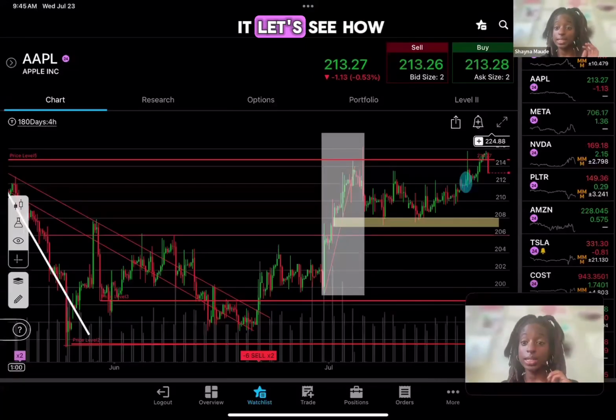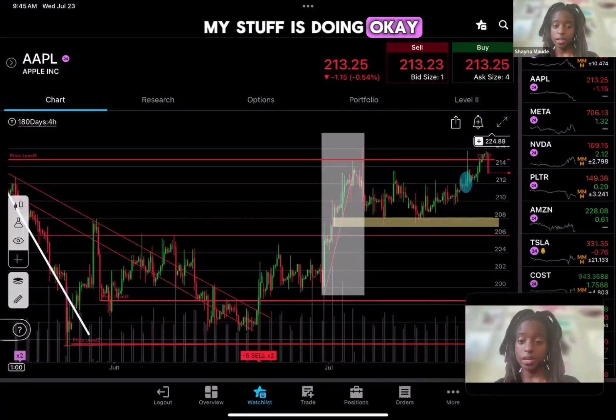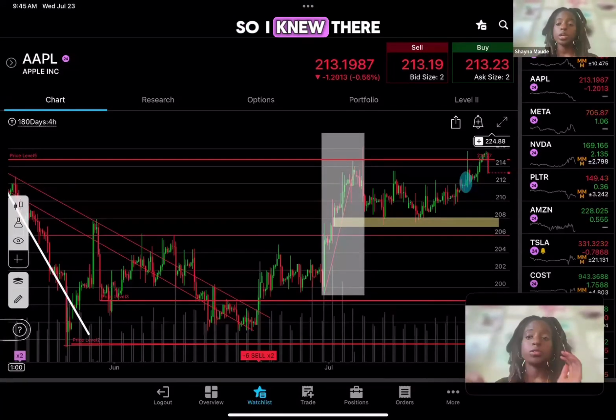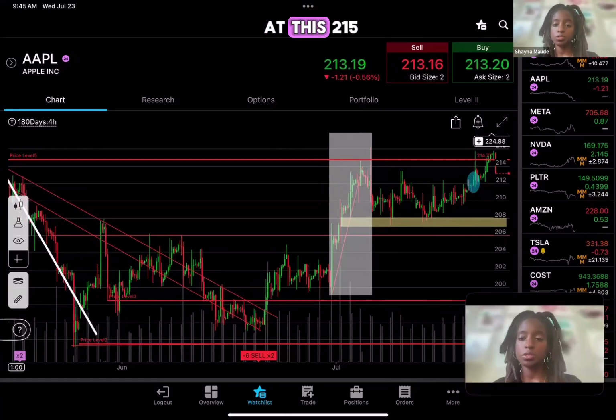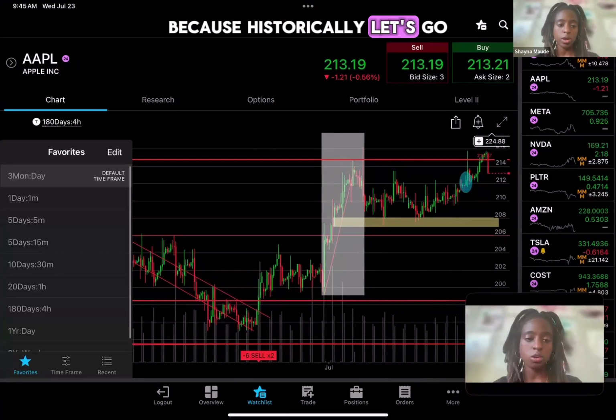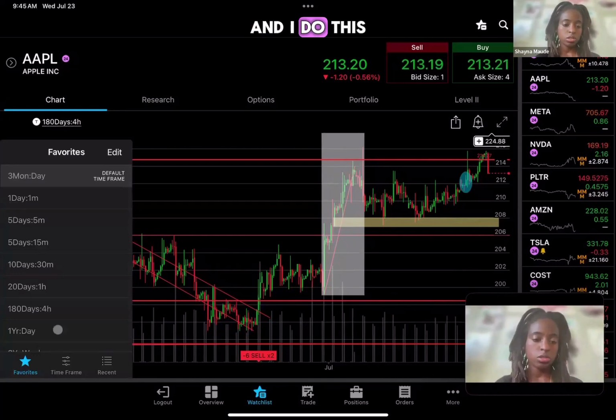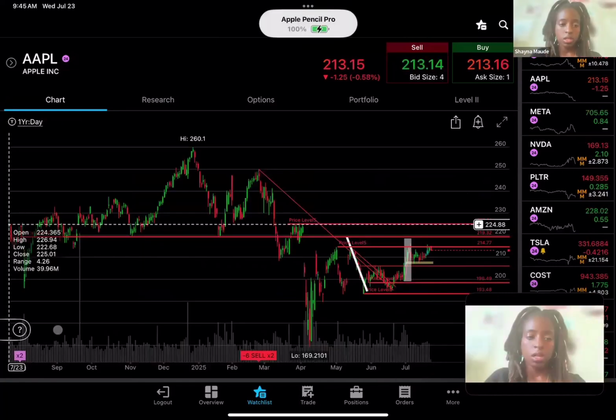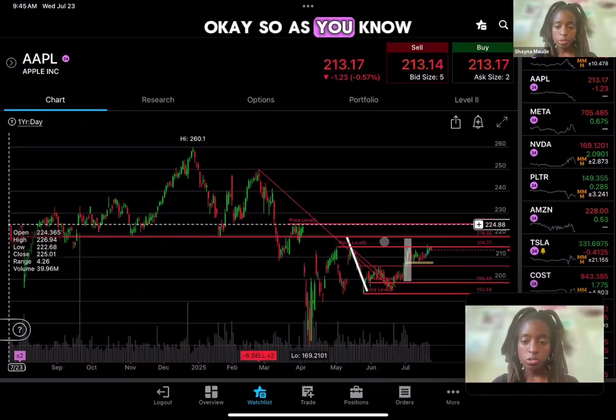So let's get into it. Let's see how my stuff is doing, okay? So I knew there was resistance with Apple at this 215 because historically, let's go back to the day chart and I'll do this so you guys can see what I'm doing. As you know, I'm swing trading.